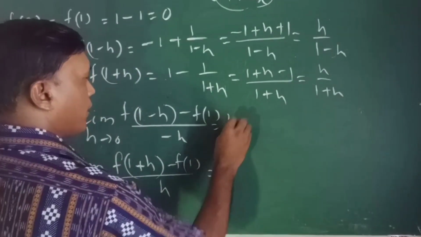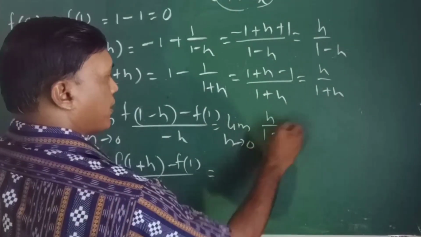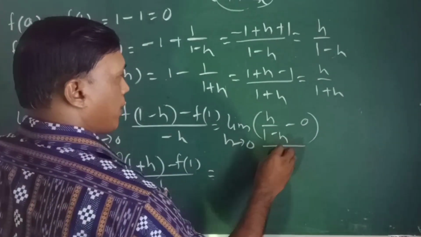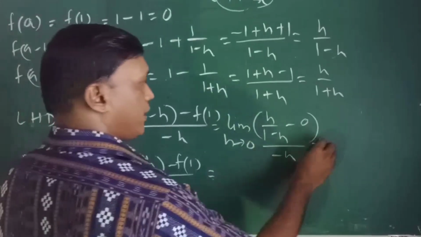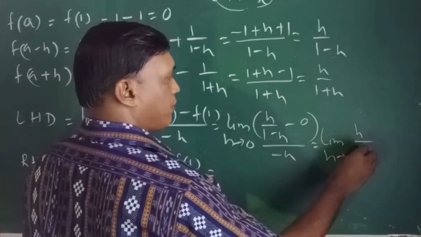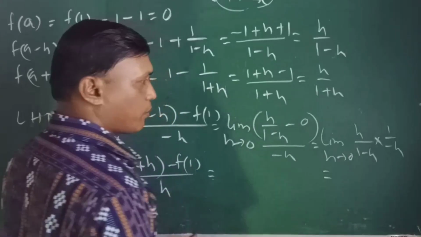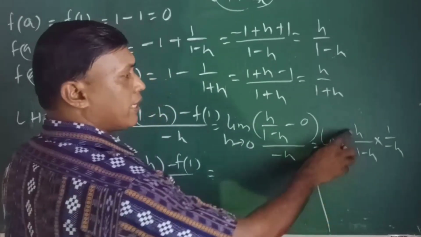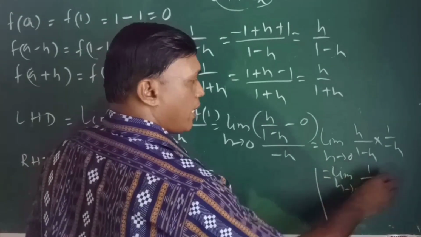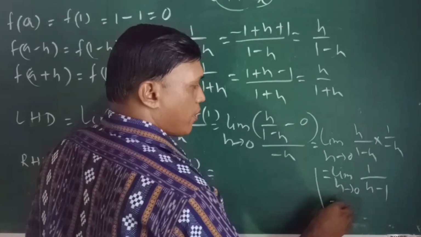Which is equal to limit h tends to 0, f of 1 minus h is this one, h by 1 minus h, minus f of 1. f of 1 is 0, whole divided by minus h. Limit h tends to 0, look here, h by 1 minus h into 1 by minus h. h cancels, limit h tends to 0, 1 by minus, multiplying gives minus 1 over 1 minus h, and putting h as 0 gives minus 1.